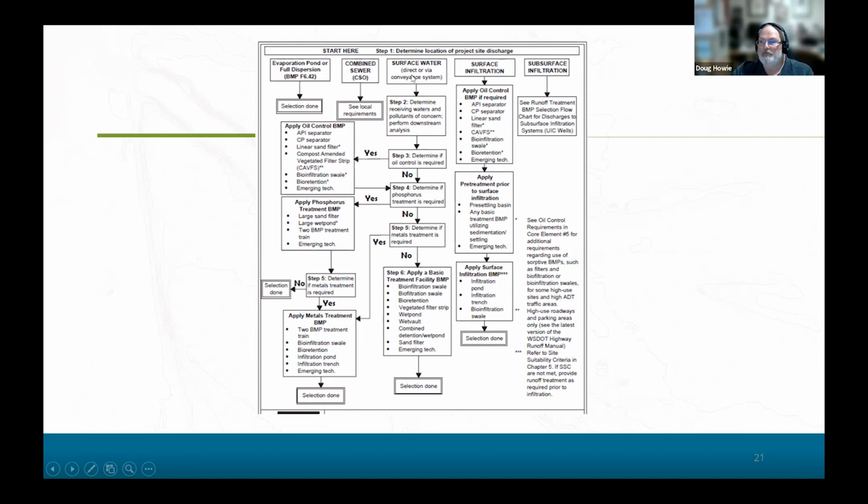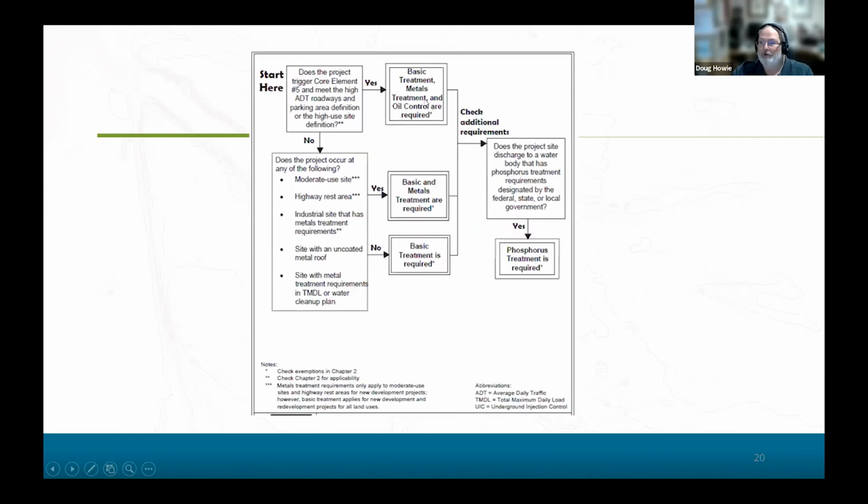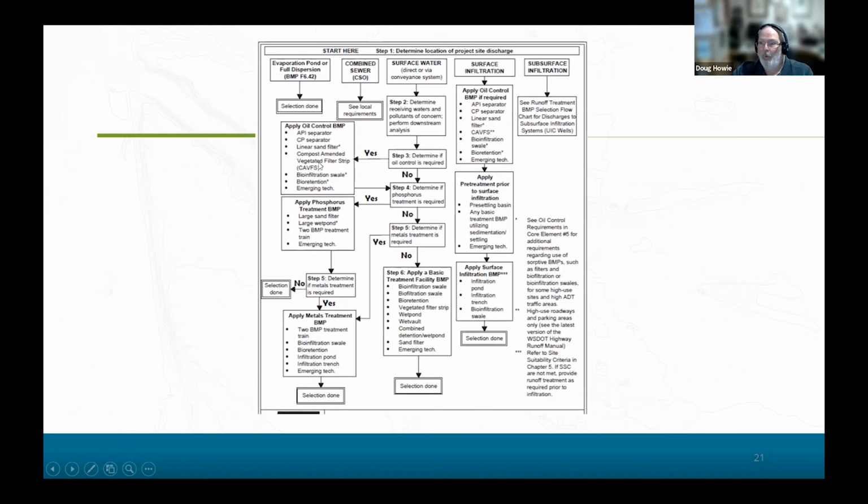If you're directing to surface water, you now go down through this process down the middle. You have to determine, are you in a phosphorus limited water body or not? That helps determine what you're going to do. If you have to do oil control, if on the previous chart you had to do oil control up here, then you go down and identify what you're going to do for oil control. And then you continue back into the middle process. If you didn't have to do oil control, you go down.